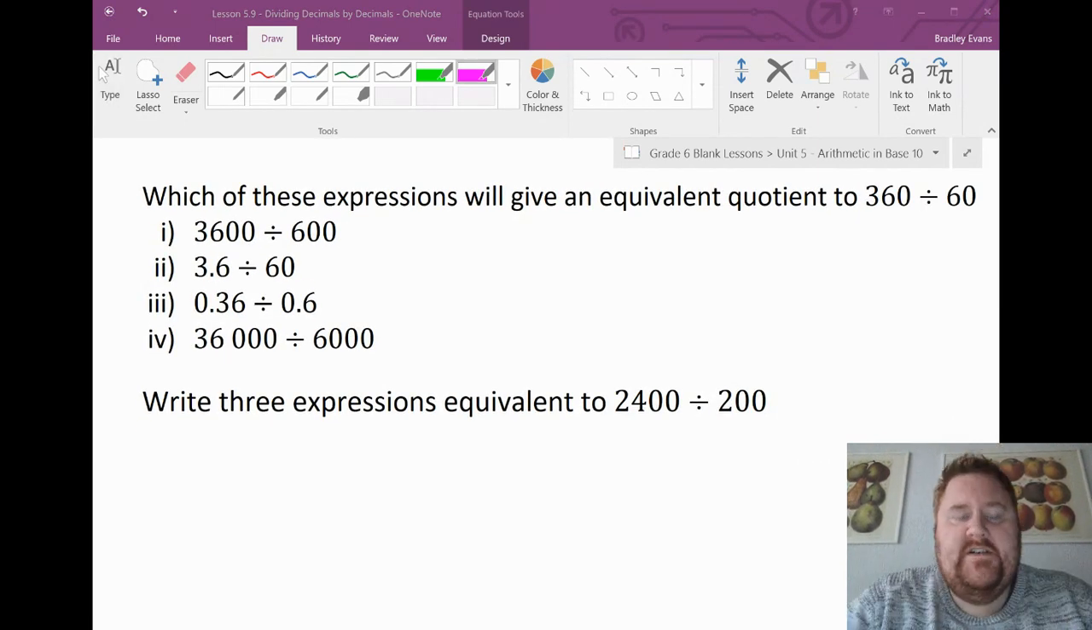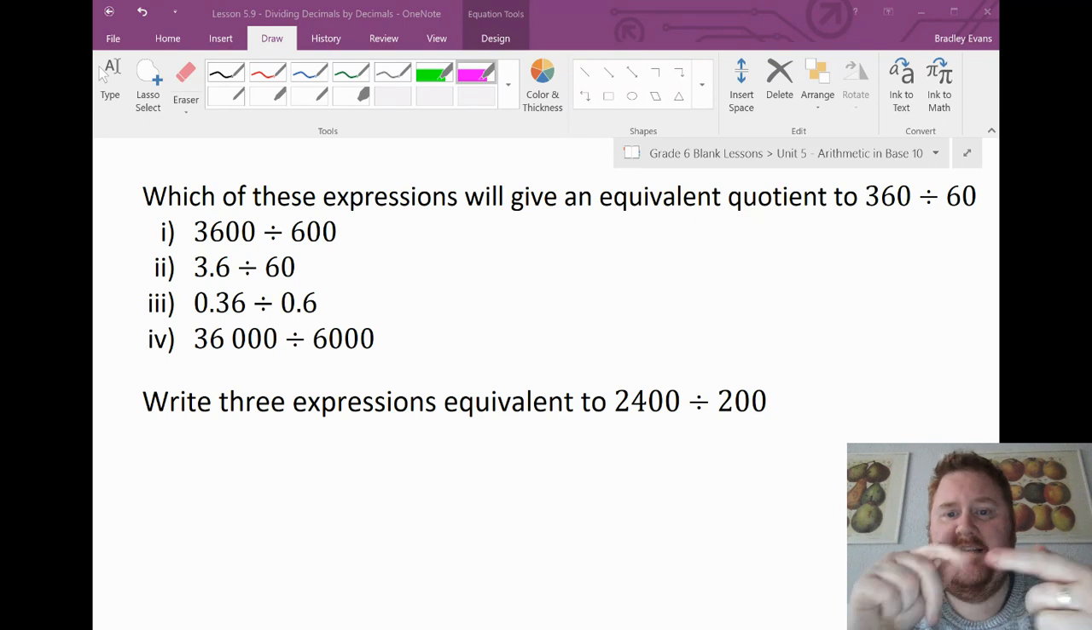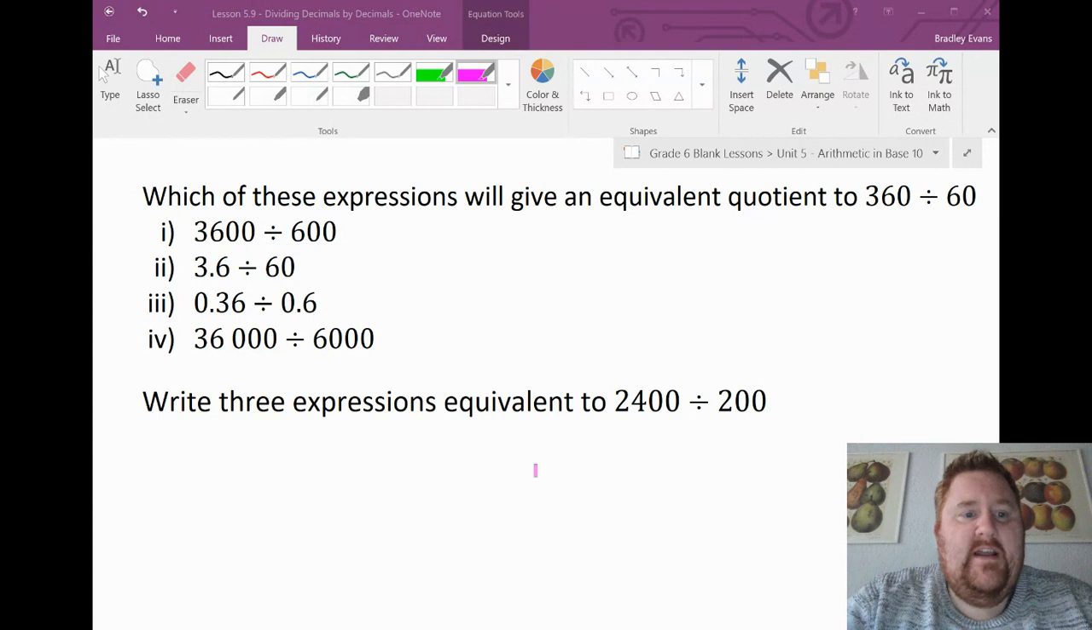So which of these expressions will give an equivalent quotient to 360 divided by 60? Using my knowledge that we're learning right now, if I multiply or divide the dividend and divisor by the same power of 10, that will give me the same quotient. So I'm going to check that.